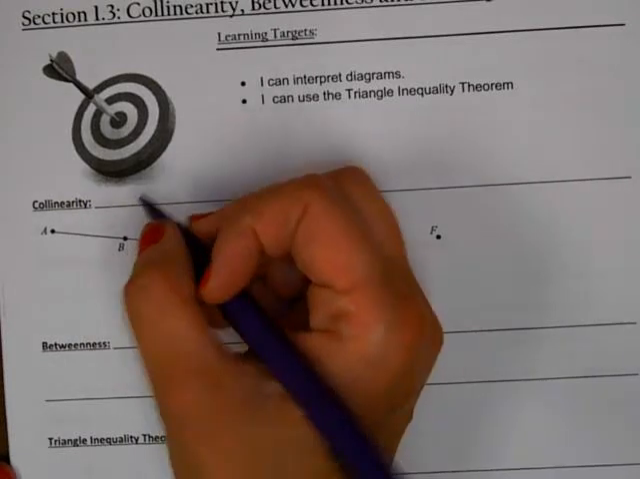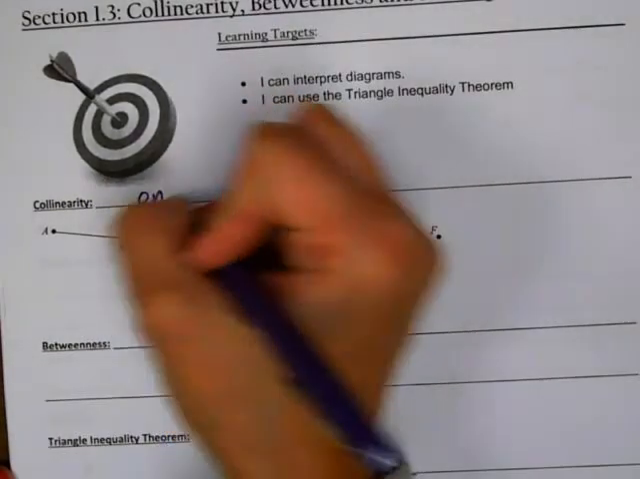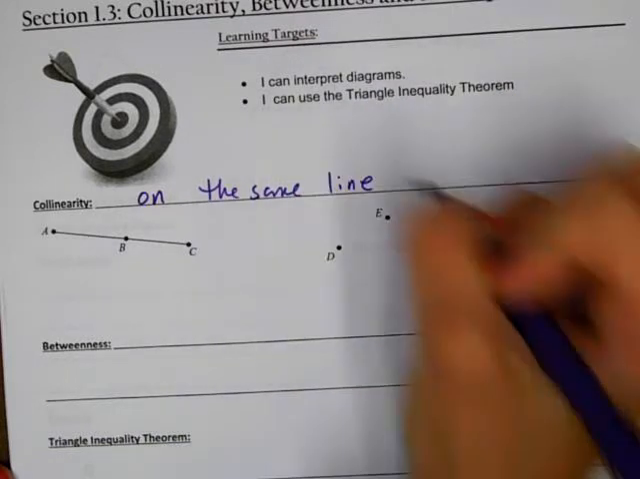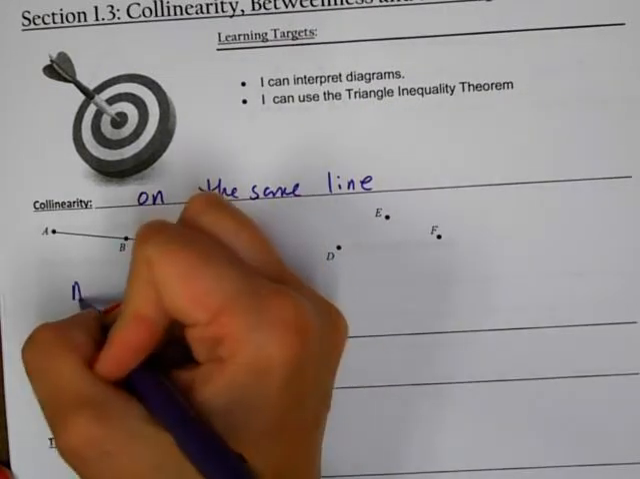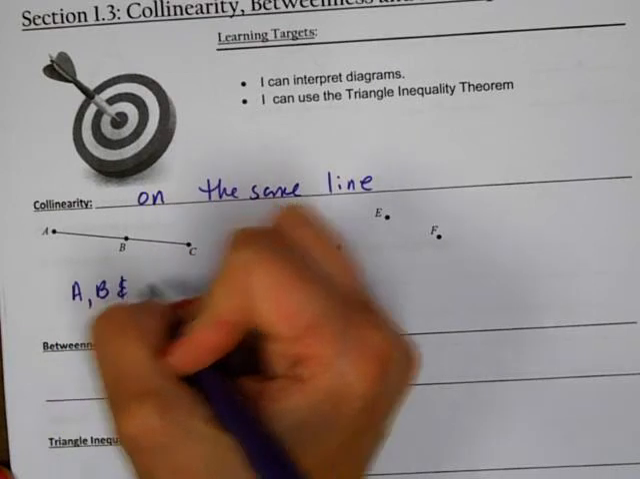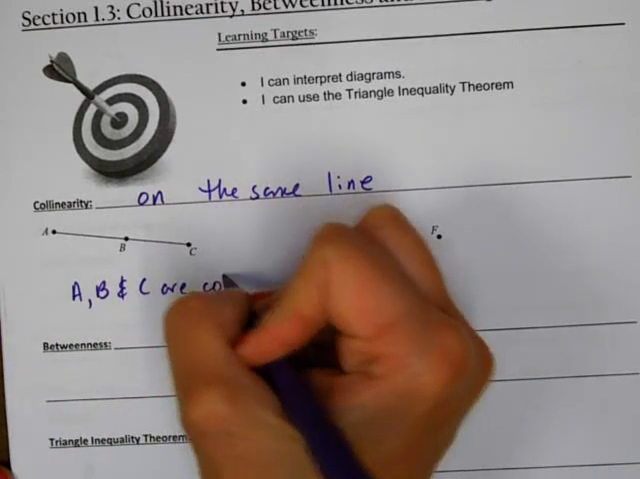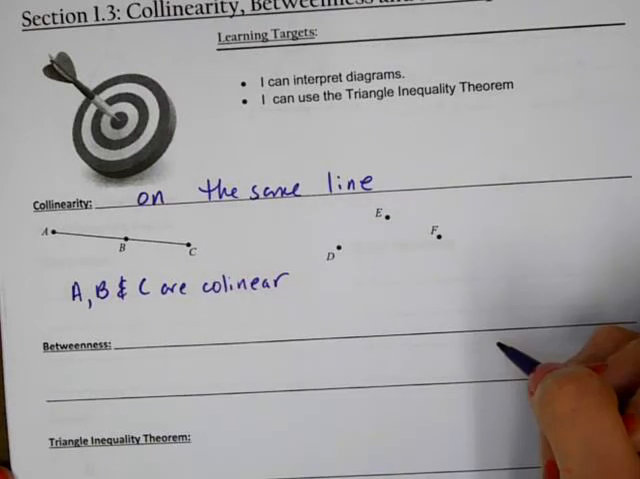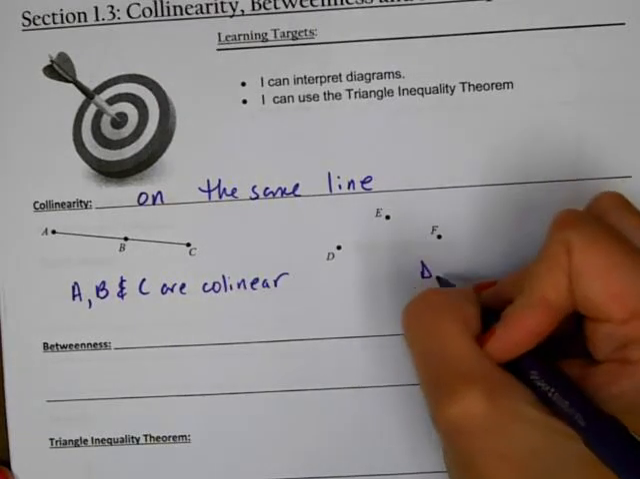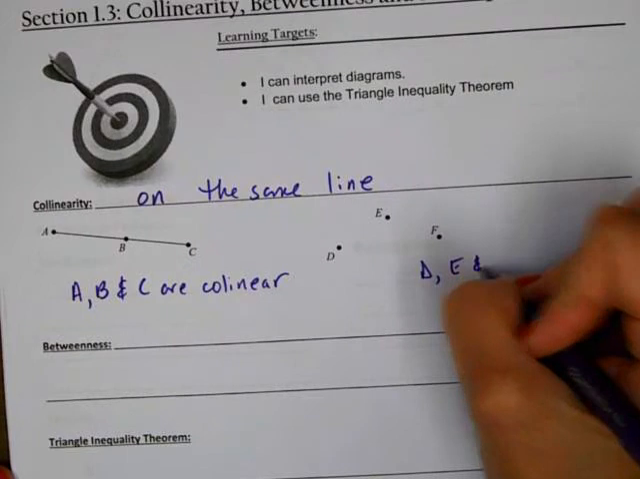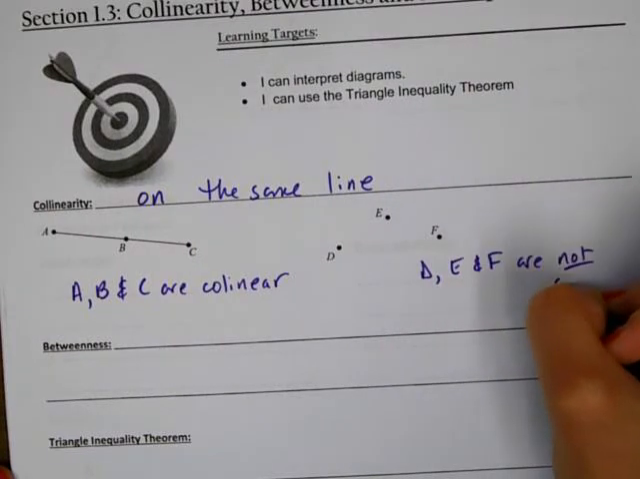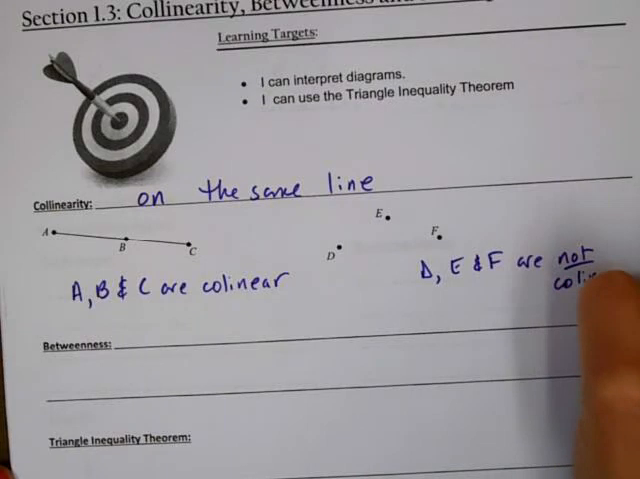The first is collinearity. That means that they are on the same line. So in this case, A, B, and C are collinear. D, E, and F are not collinear. They are not on the same line.